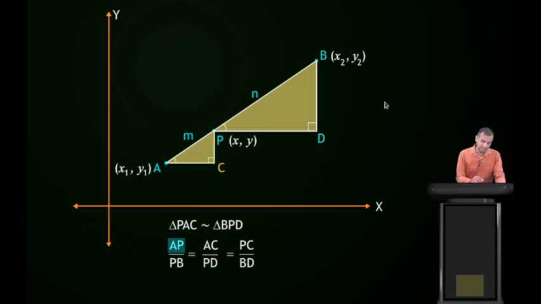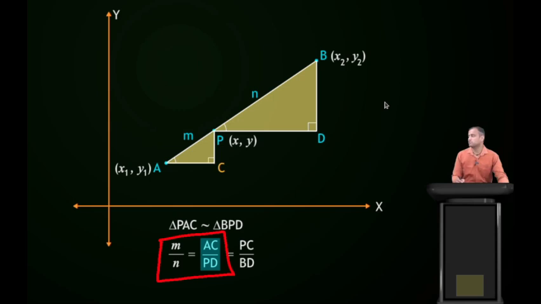Now look here, what is AP and what is PB? It is the length. We know the ratio of AP and PB. It is already given as M and N, so we can take it as M upon N. Now we will take the first two ratios: M upon N equals AC upon PD.